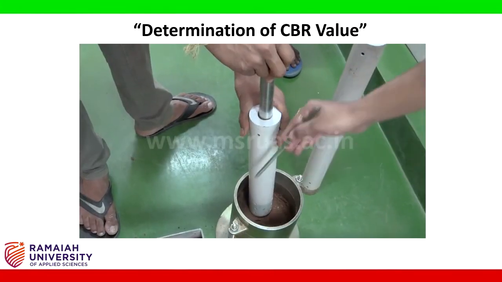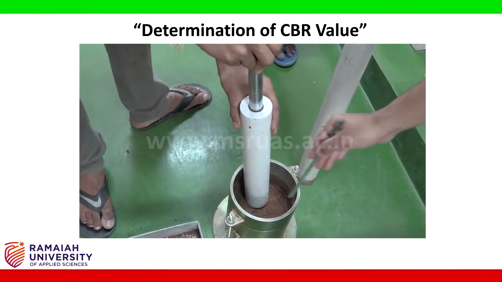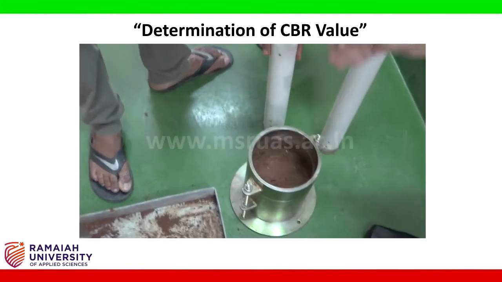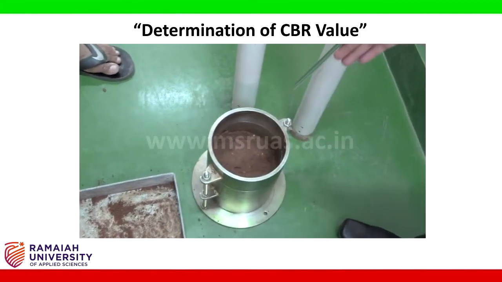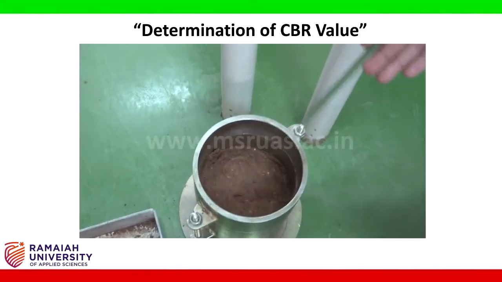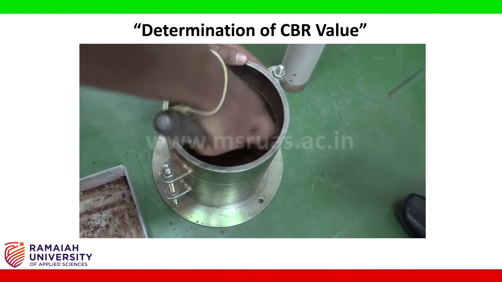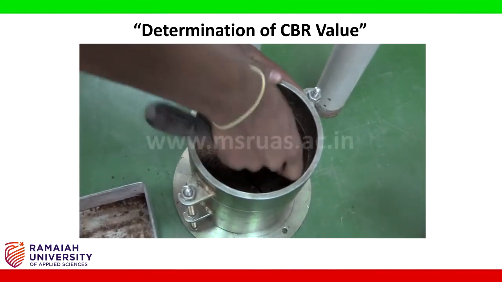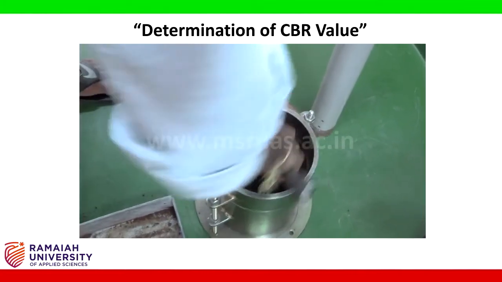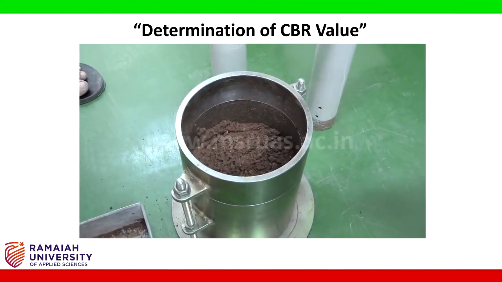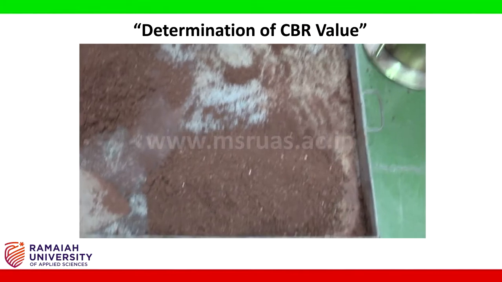Now we have compacted the first layer by giving 55 blows evenly distributed throughout the surface of the specimen. Once it is done, take the rammer out and scarify the surface by making use of a spatula or a trowel such that the surface is roughened and will have a proper rough surface to receive the next layer. Once the scarification is done, it is now time to place the next layer and repeat the compaction process the way it was done for the first.